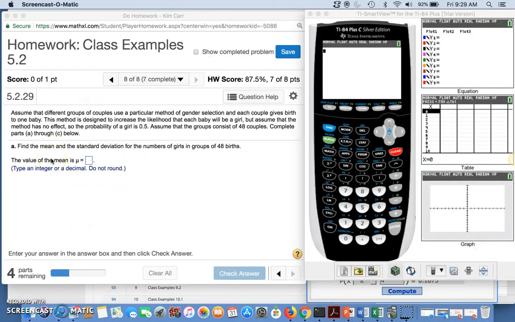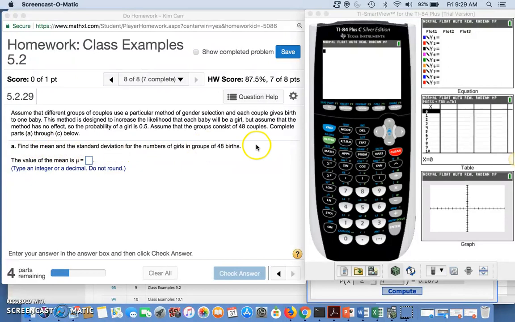Okay, assume that different groups of couples use a particular method of gender selection. Each couple gives birth to one baby. This method is designed to increase the likelihood that each baby will be a girl, but assume that the method has no effect, so the probability of a girl is 0.5. Assume the group consists of 48 couples. Complete parts A through B below.